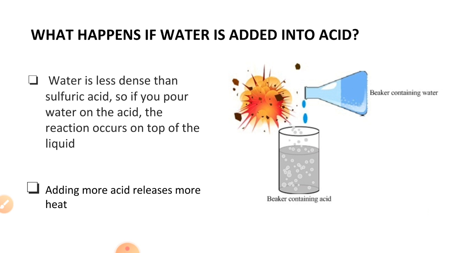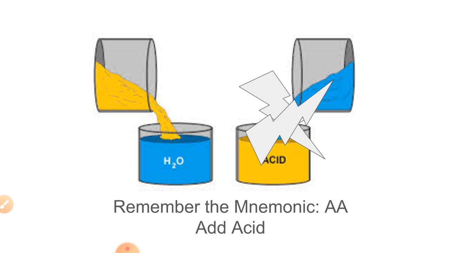Since there is a concentrated solution of acid in a larger amount, a greater exothermic reaction is possible and greater splashing will be observed. So it is not recommended to add water into acid, but to add acid into the water. So remember this order with the help of a mnemonic, AA, that means always add acid.